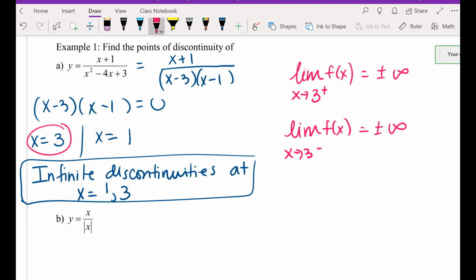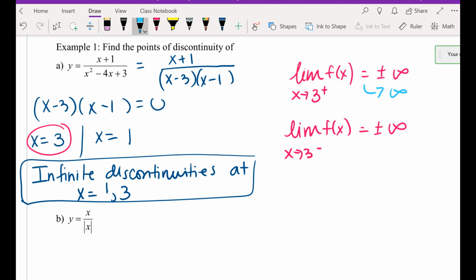So right now, does that help us check that this is a vertical asymptote, aka infinite discontinuity? Yes or no? Yeah, for sure. Now, how about the other side? When x approaches 3 from the left, what would you pick? Yeah, 2.9.